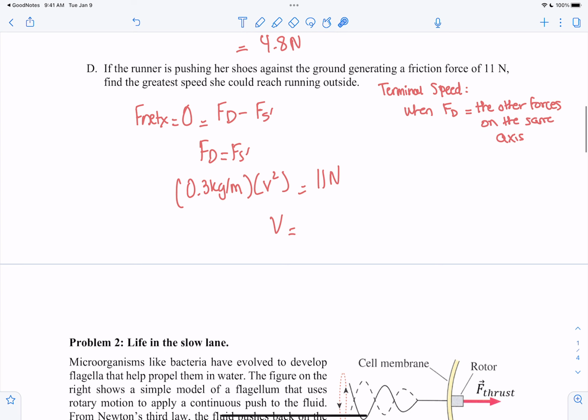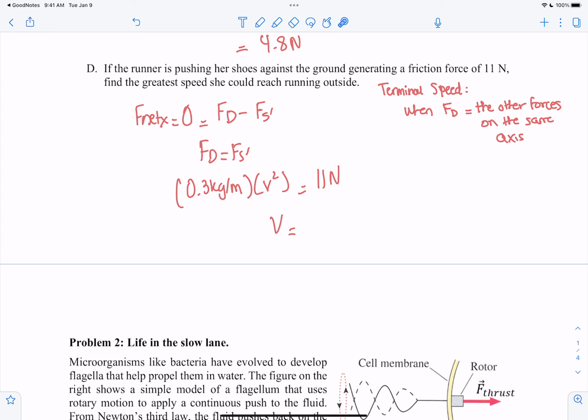Because the idea of terminal speed, that term terminal means final, end, right? So when you think about an axon terminal, it would be the end of the nerve basically. So if we're looking at terminal speed, then when your drag force is equal to all the other forces on the same axis, your net force is 0, right? Because if, for example, we had drag force, static friction force, and an F push force, and we know that your drag force is equal to these other forces, they would cancel out to have an F net of 0, right?